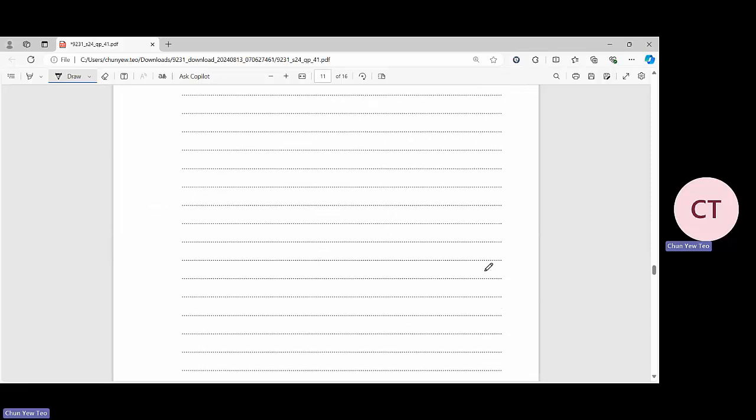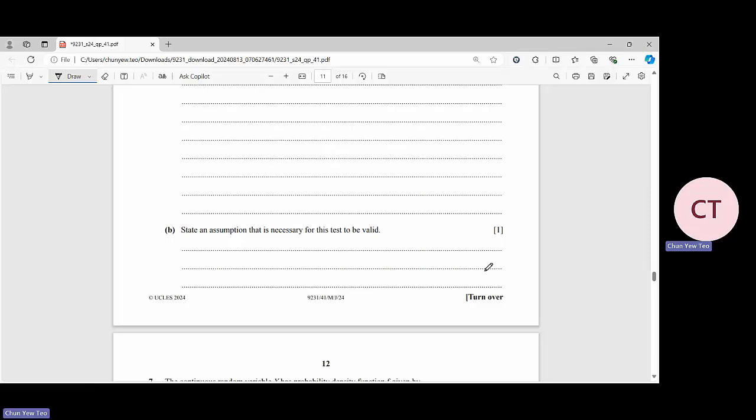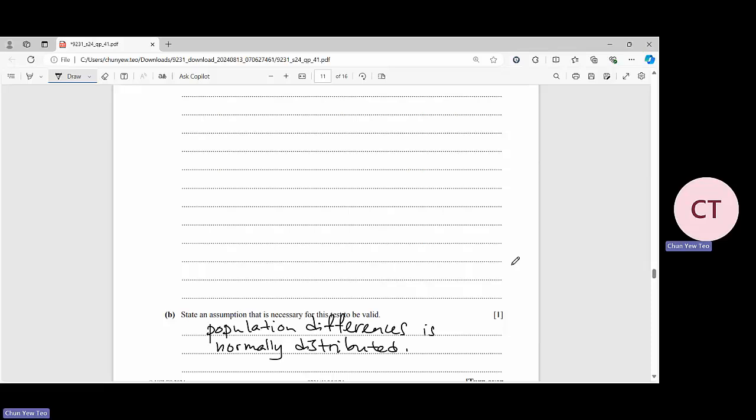Now we move on. We have 6B. State an assumption that is necessary for the test to be valid. For this case, usually we need to assume that the population difference is normally distributed. So we just say that the assumption is the population differences are normally distributed. Why do we say population differences? Because we are taking the two data sets and subtracting them, before and after, so that is the meaning of population differences. So this will be the answer for 6B.